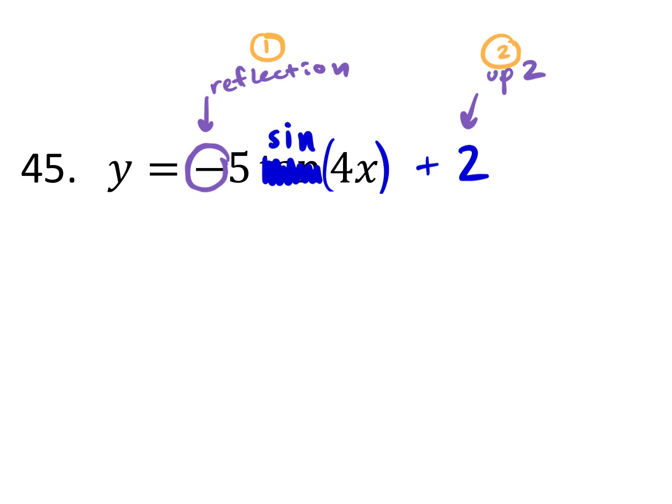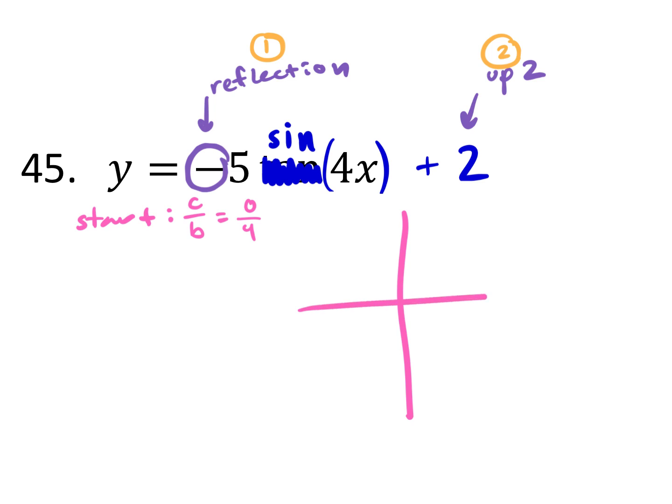So let's do this one. So I first want to figure out my starting point. Starting point is C over B. What's my C here? 0. So 0 over B, which is 4. So 0 over 4 would be 0. So I start at 0.